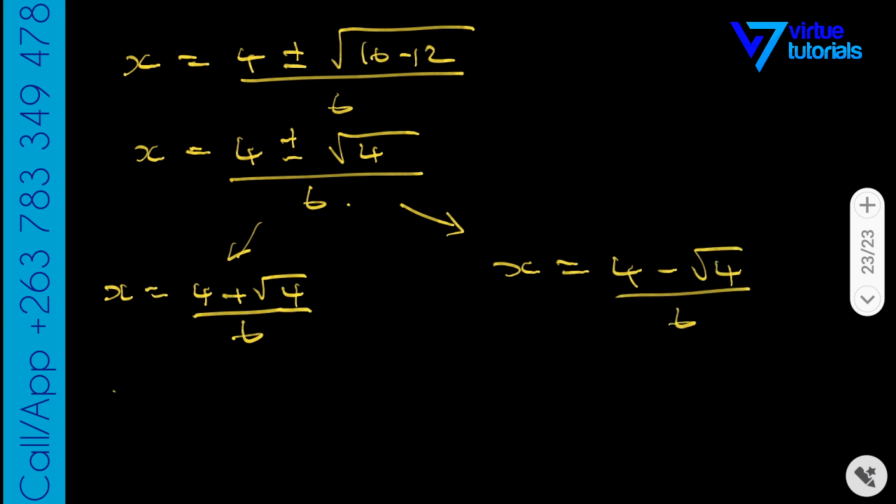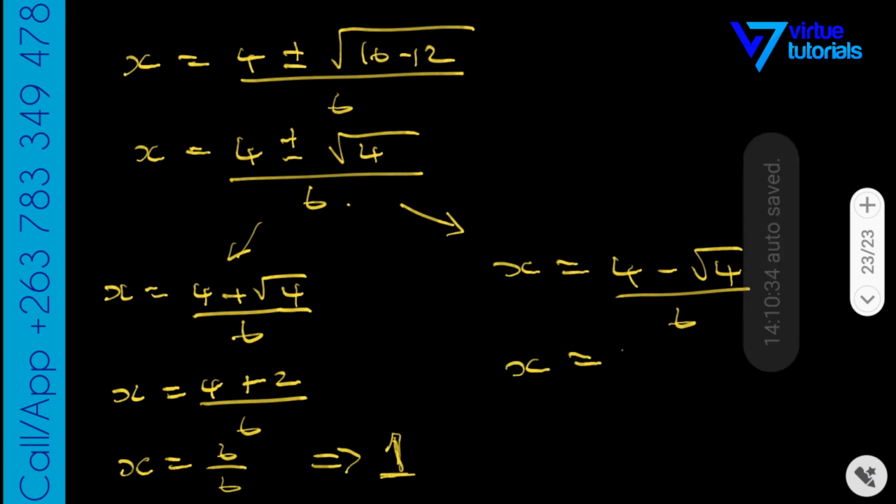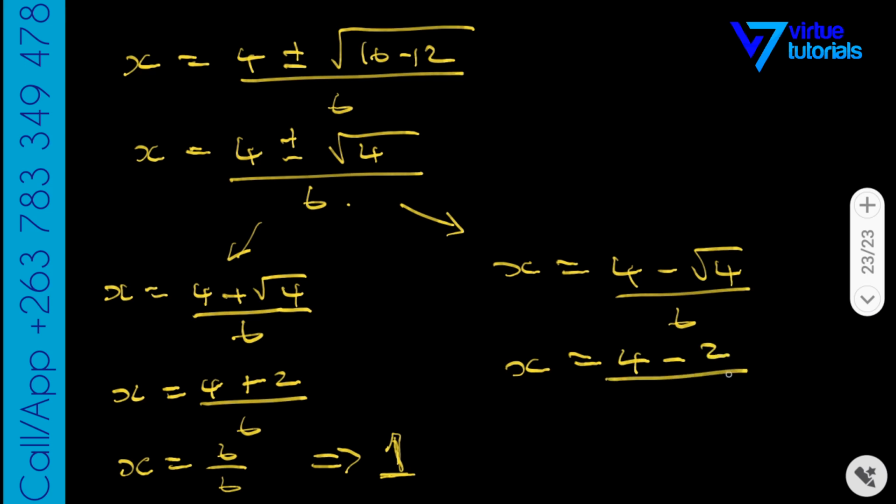So square root of 4 is 2, so x is equal to 4 plus 2 over 6. X will be equal to 6 over 6, which ultimately is equal to 1. So x is equal to 1, right? Or on the other side, x will be equal to 4 minus square root of 4, that's 2, over 6, which means x is equal to 2 over 6, which means x is equal to 1/3. So x could be equal to 1, or x is equal to 1/3. So that's simply how you use the quadratic formula.